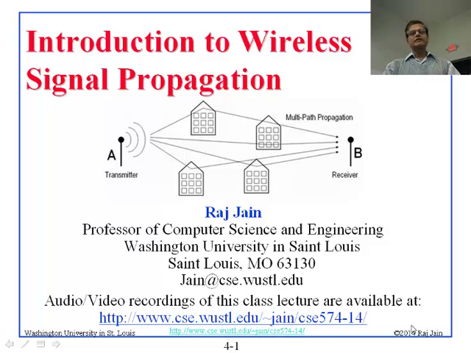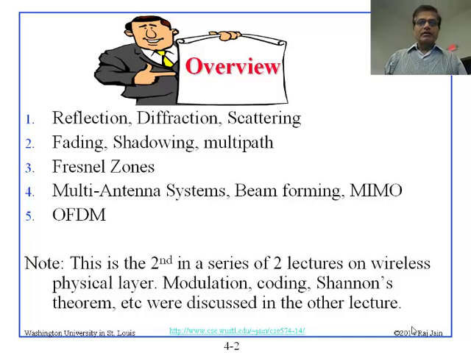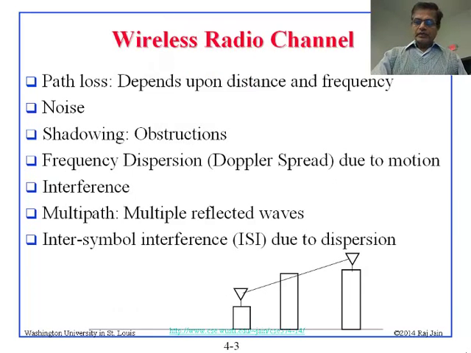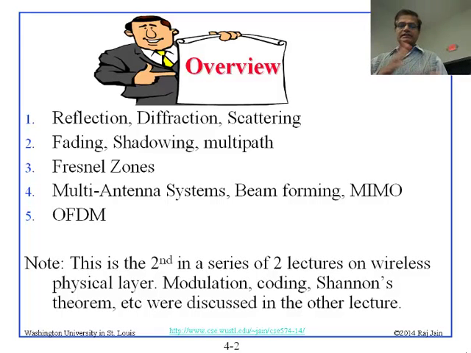So this is, in some sense, the first lecture on how signals propagate on the wireless, and what we will talk about is how the signal is reflected, diffracted, scattered, what is fading, shadowing, multipath, etc. As you know, this is the second lecture. The first lecture was about things that we had covered in 473, which was the last lecture, and we will use all of that to understand this one.